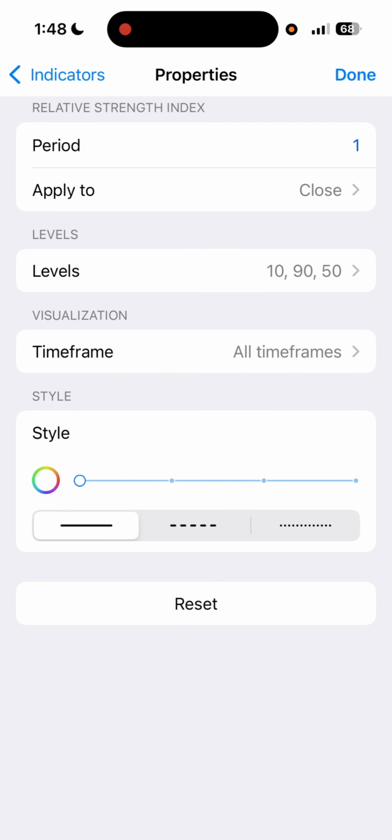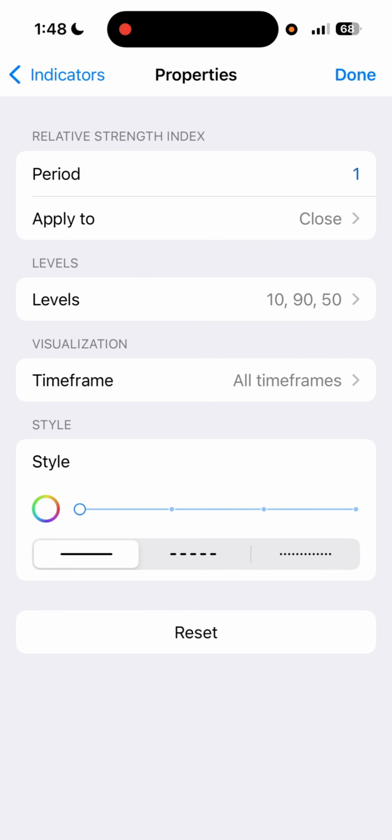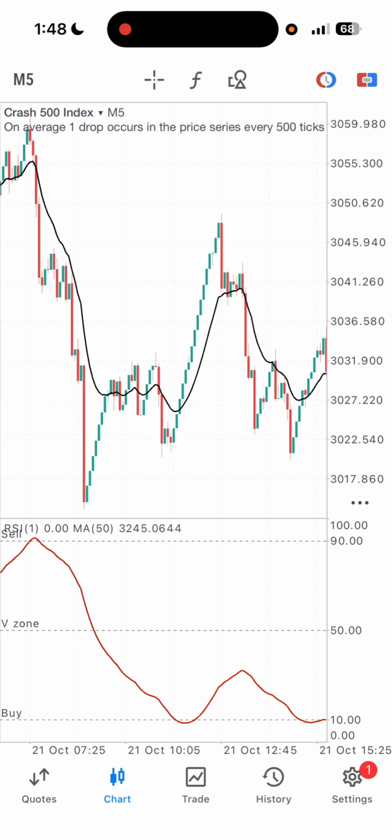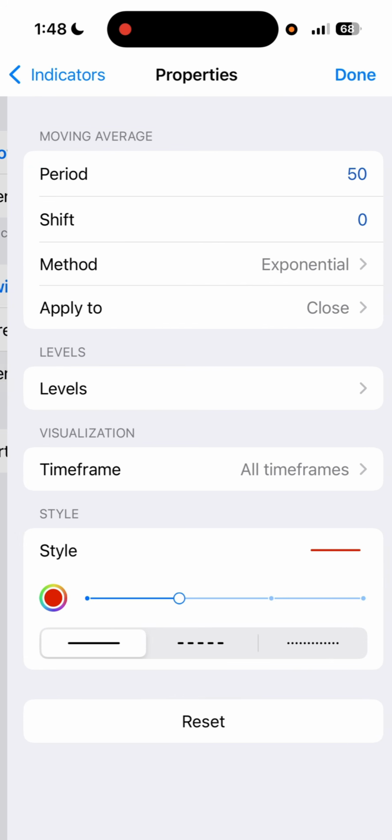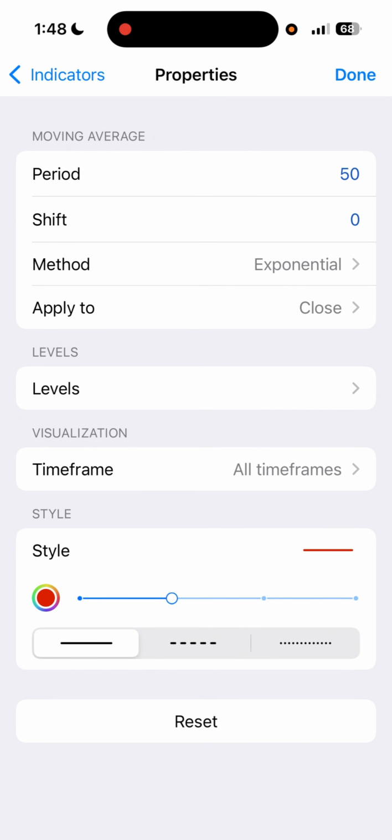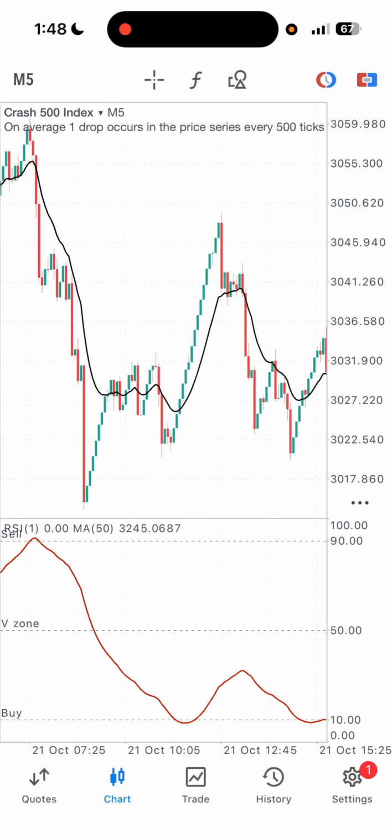Alright. Then the style right here, you set that to 1 pixel with the color of your screen, or the color of your background. If you're using dark background or white, you set the color to that. Then you set this first trend line. Then you click on done. Then lastly, we're going to put the moving average on the indicator window 1, period 50. Shift is going to be 0. Method exponential, apply to close. The style, you put that on 2 pixels with color red with this first trend line. Then you click on done.